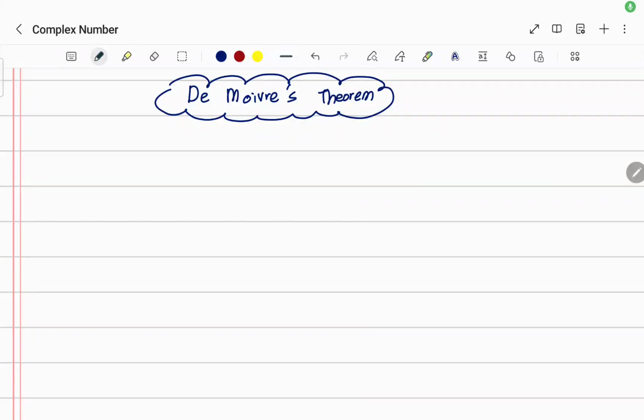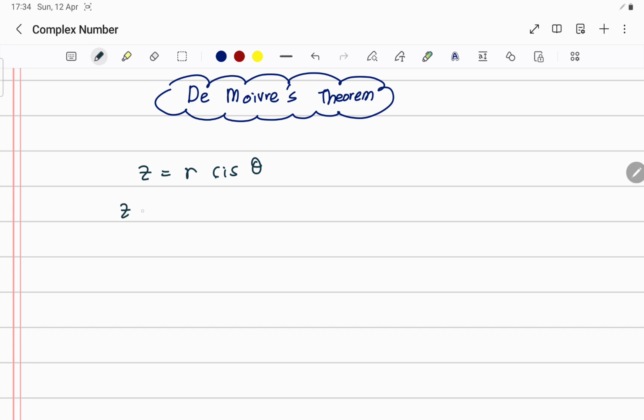Okay, now we will go through the subtopic De Moivre theorem. In order for us to find the roots of z, our complex number, we can use De Moivre theorem, which is derived from the polar form. We have z is equal to r cis theta. Let's say I want to find z to the power of 2.